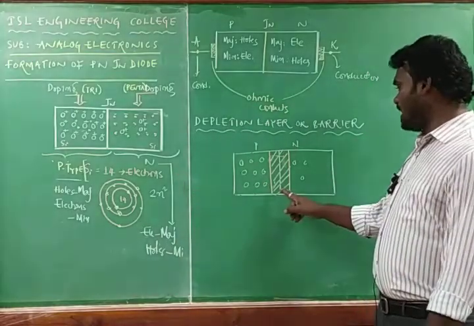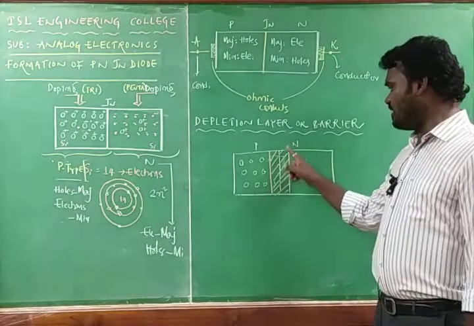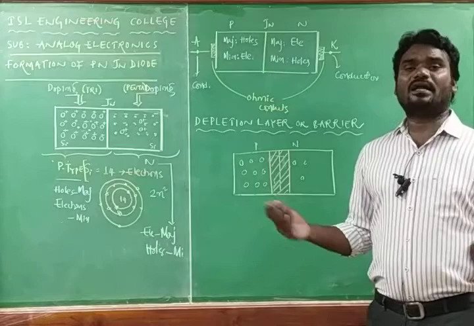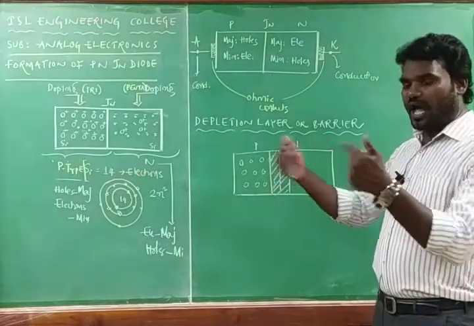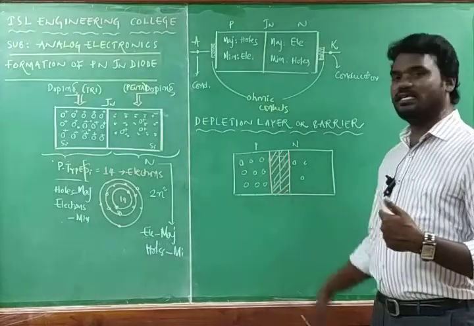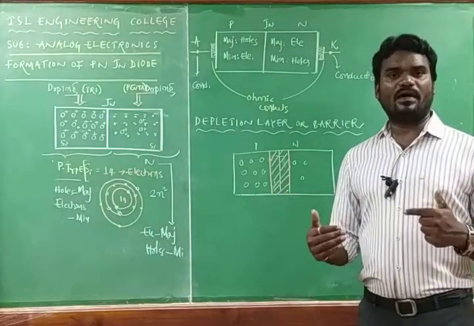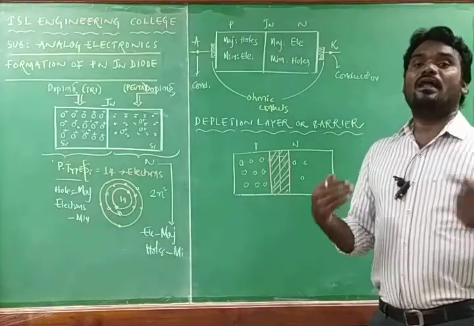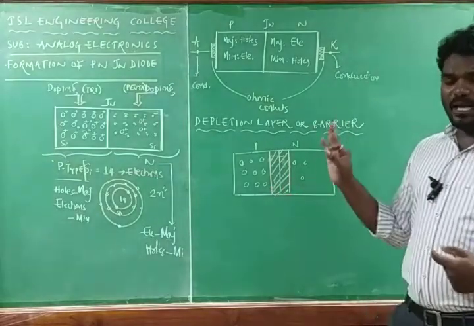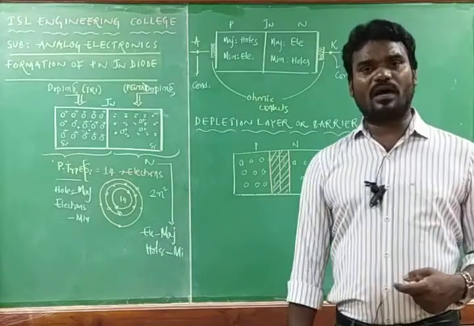So until we have the depletion layer, the p-n junction diode cannot conduct any current. To have the current from the p-n junction, first of all we have to make this depletion region disappear, then only we can conduct the current through the p-n junction diode. So the depletion layer is very, very important.